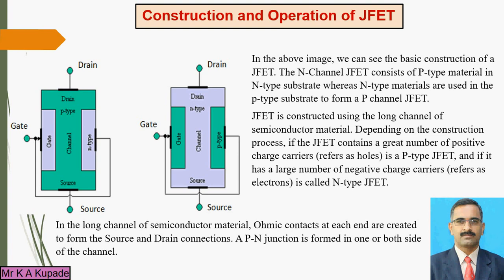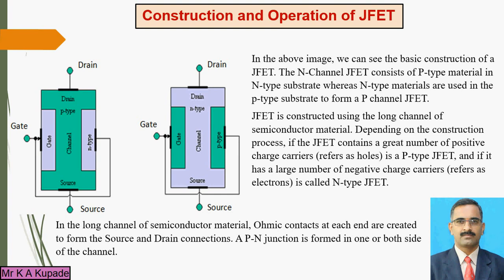Similarly, for the n channel, in the n channel bar you are using the p-type substrate to form this particular p-n junction on both sides of the bar, and the region is called the gate, where you are diffusing the substrate. That means by using the alloying and diffusion process, you are constructing this JFET by forming the junction on both sides, with the gate regions on both sides. And these two regions are connected with each other so that they form a single gate, right?